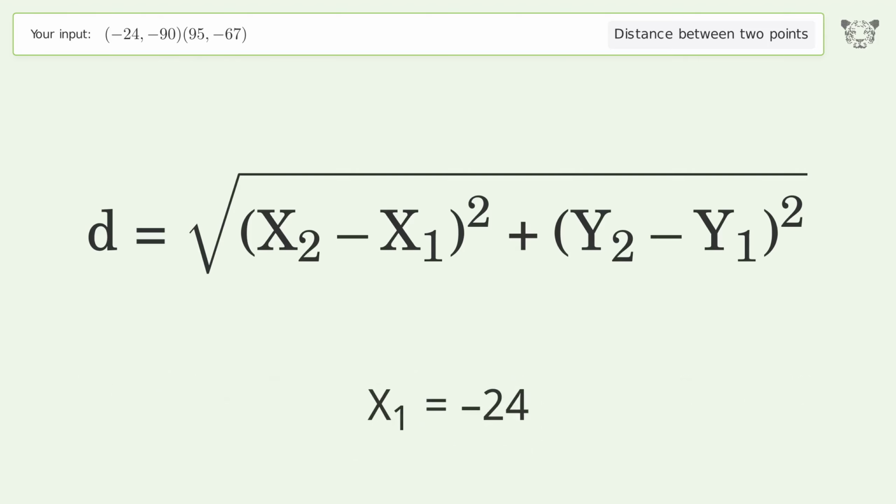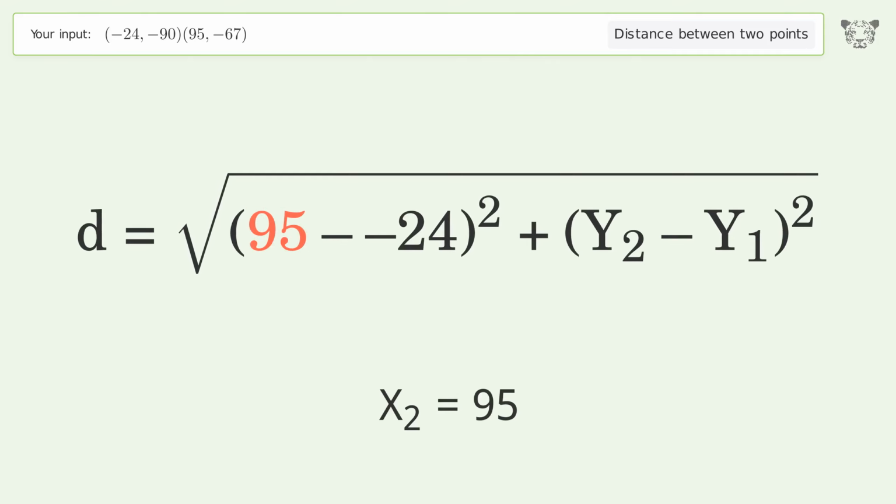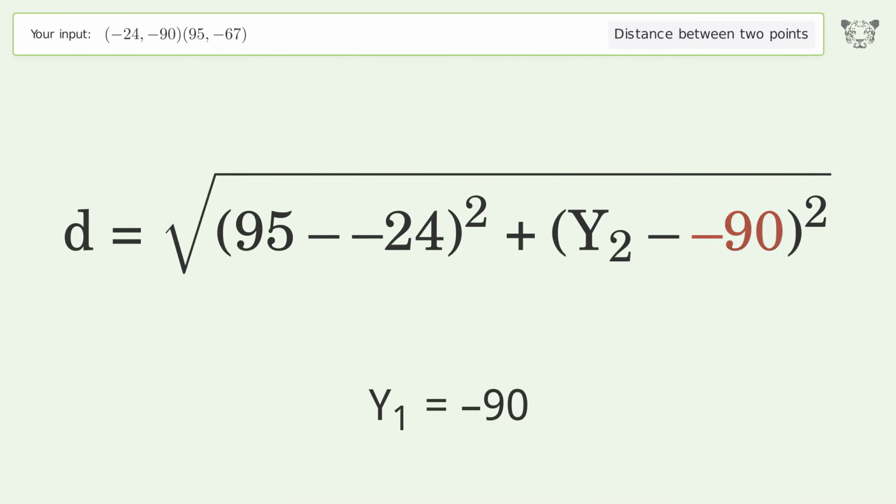x1 equals -24. x2 equals 95. y1 equals -90. y2 equals -67.